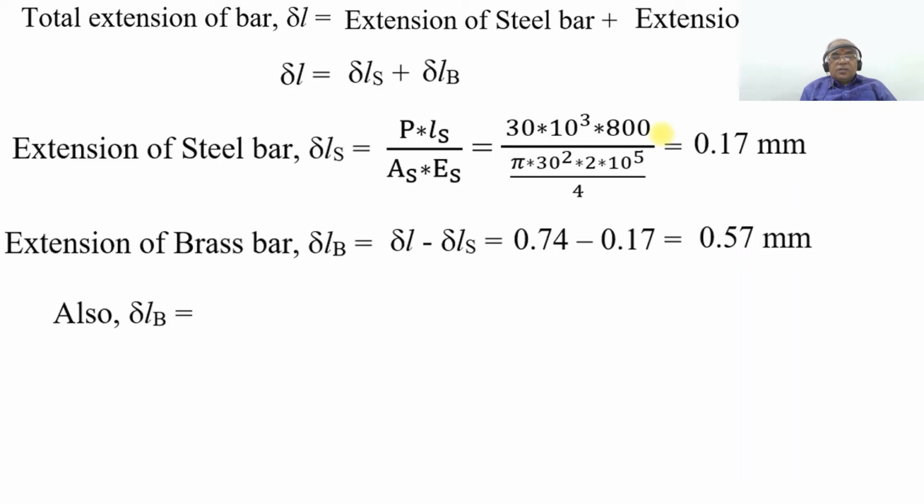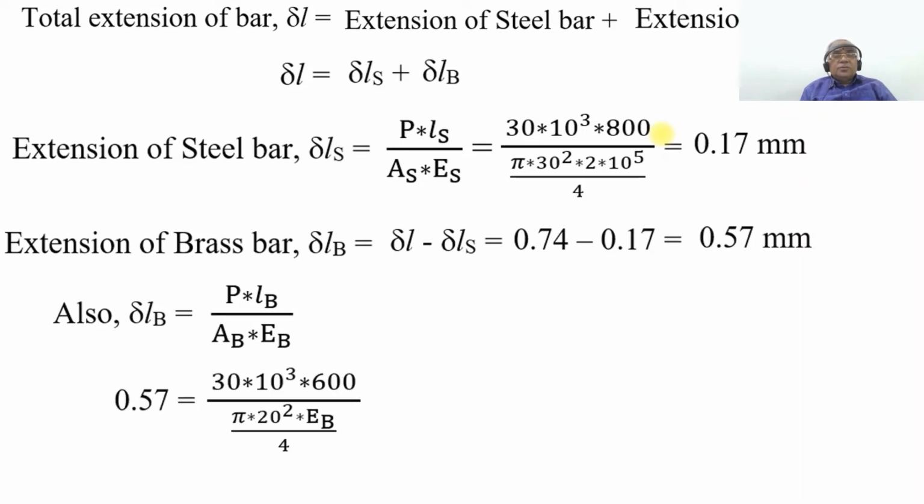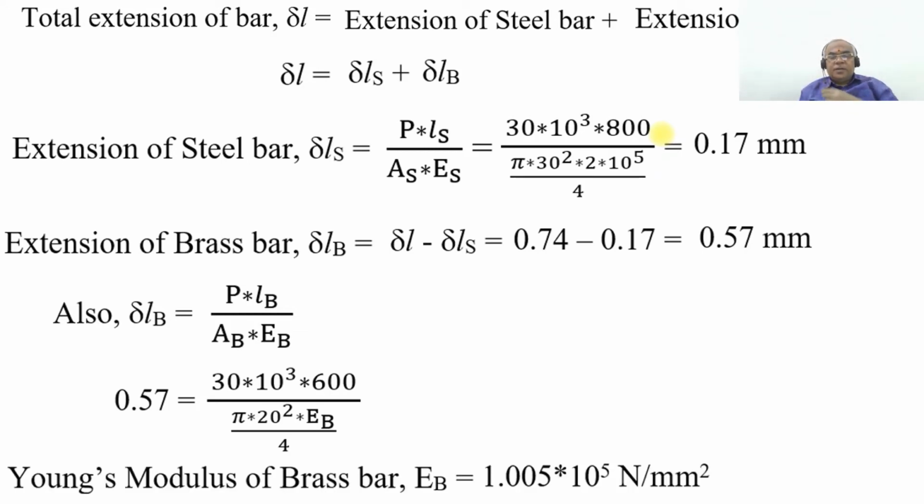Also, delta LB is equal to P into LB by AB into EB. We know delta LB, which is 0.57, so you substitute that. We know 30 into 10 to the power of 3, that is the load, into length of the brass bar, which is 600, divided by area of the brass bar, pi by 4 into 20 square, into the Young's modulus of the brass bar, which we need to find out. Then the Young's modulus of the brass bar will be equal to 1.005 into 10 to the power of 5 Newton per mm square.